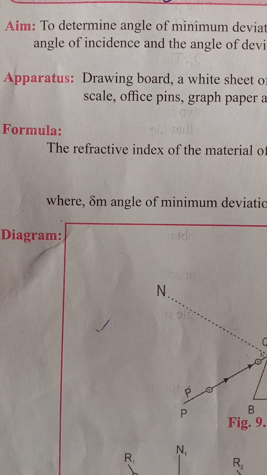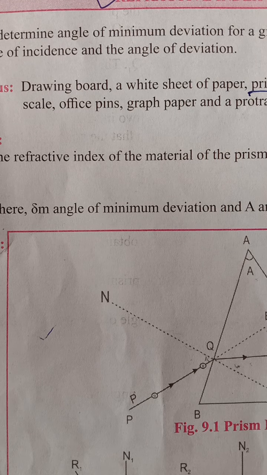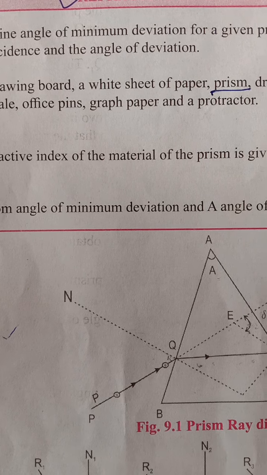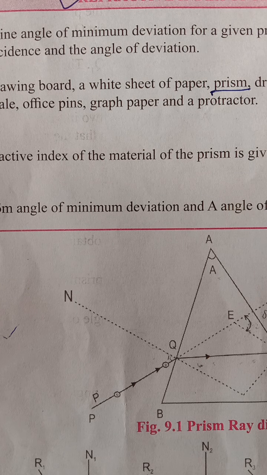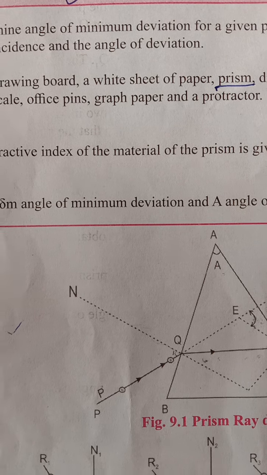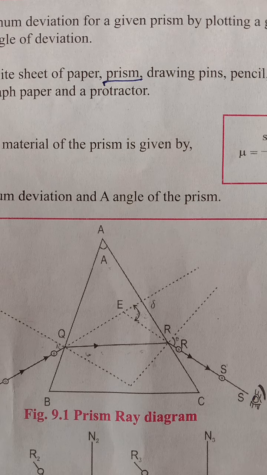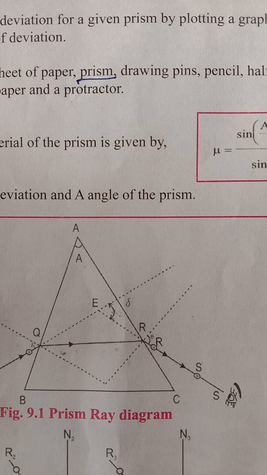Now in this formula, delta m represents the angle of minimum deviation, which will be determined with the help of that graph, and angle A is the angle of prism, which will be measured directly from the outline of the prism by using the protector. For that purpose, let us consider the ray diagram here.